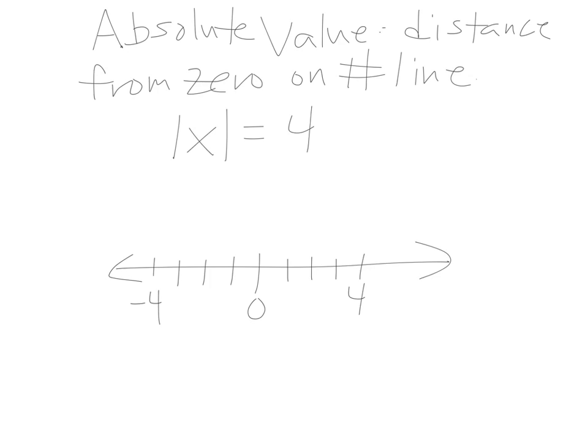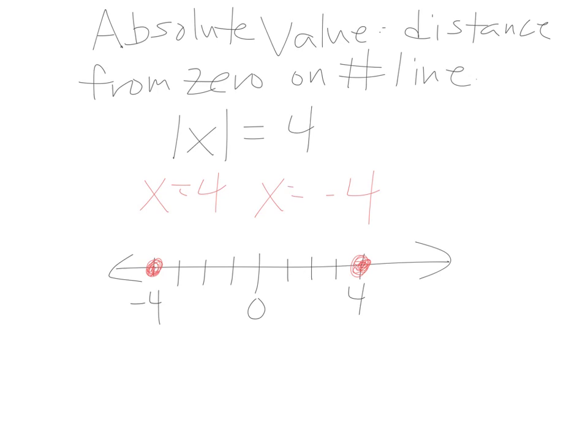So if I go 4 to the right, I land on +4. But if I go 4 to the left, I land on -4. So either one of those numbers would solve that equation. Whether x is +4 or x is -4, the distance from 0 is 4 on the number line.